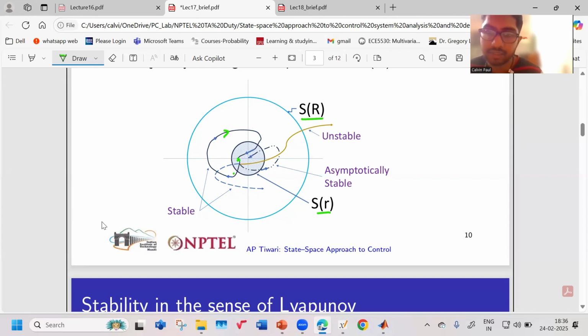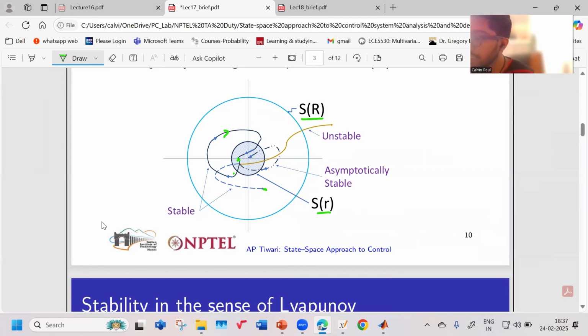Next we have another case where it starts from here and goes here, and suppose it stops over here. It started within S of small r and has gone out of S of small r, but it is within S of capital R. Then also we say that the system is stable. It is not growing unbounded.